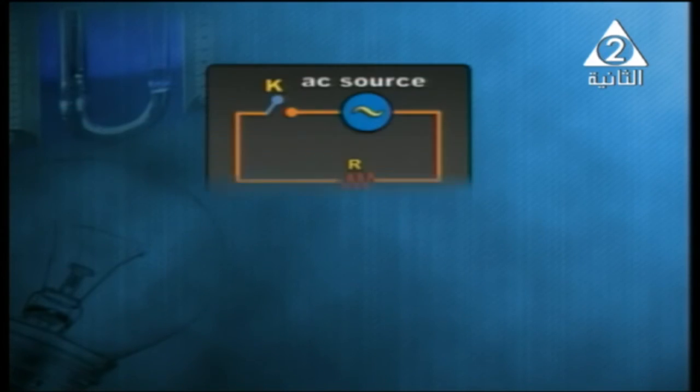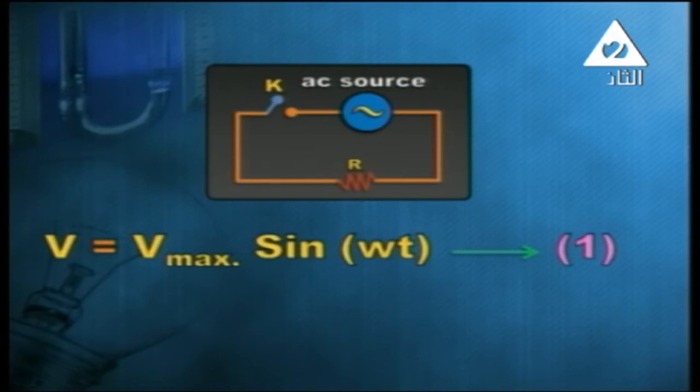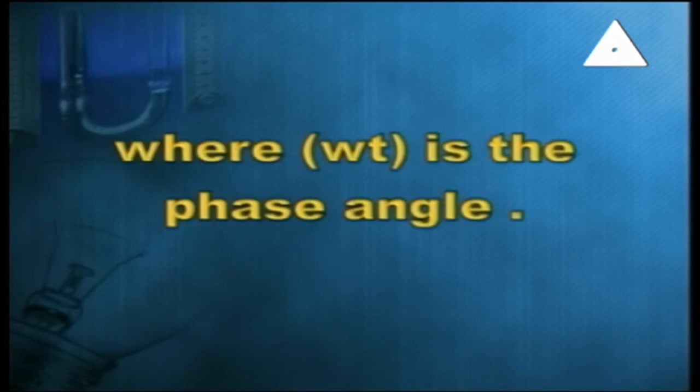Instantaneous EMF, denoted by V, equals maximum EMF, or V maximum sine omega t. This is the first equation. And let me remind you that omega t is theta, which is the phase angle.